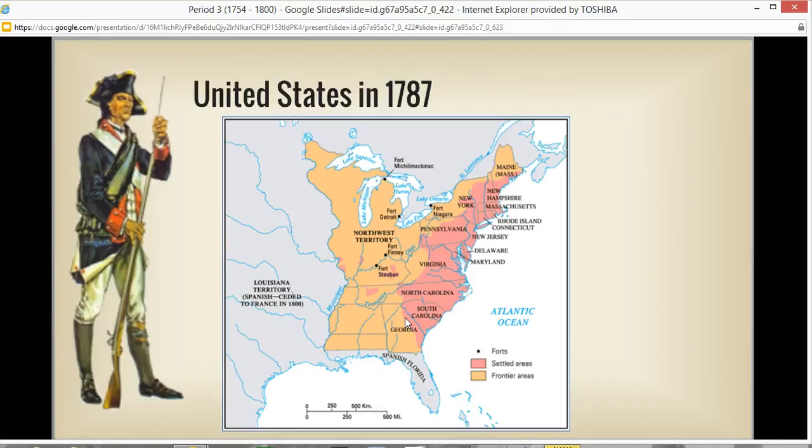Also, if you look further west, you see the Louisiana Territory, and it says here on the map that Spain is going to cede this Louisiana Territory to France around the year 1800. There's going to be a treaty, an agreement that's reached between Spain and France for France to get the Louisiana Territory back, and that's going to be important in our period 4.